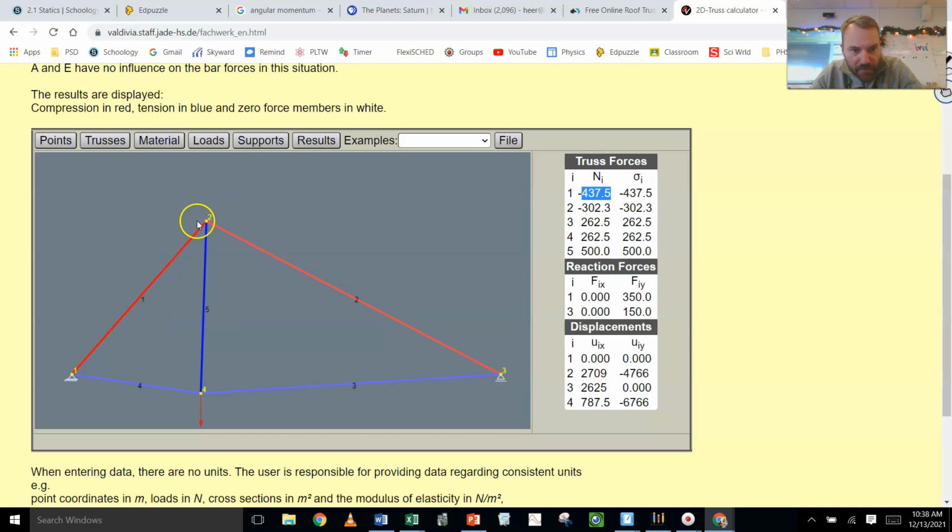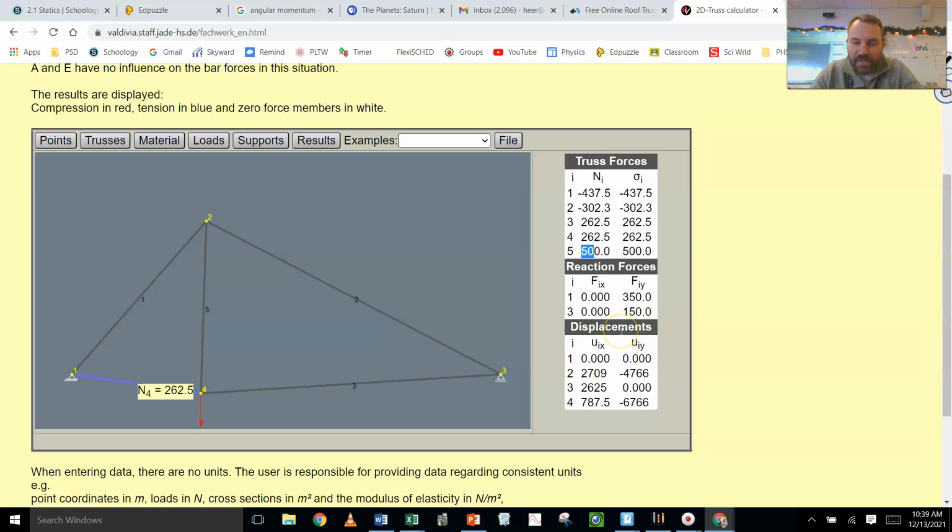And this will tell me how much force is going on inside of each member. In number 1, once it becomes negative, negative means compression. So number 1 is under compression, 440 pounds. Number 2 is also under compression, at 300 pounds. Number 3 is in tension. They kind of color code it. See how it's lighter blue than the other ones? So number 3 is at 262 pounds. Number 4, also 262. And then the last one, 500 pounds.